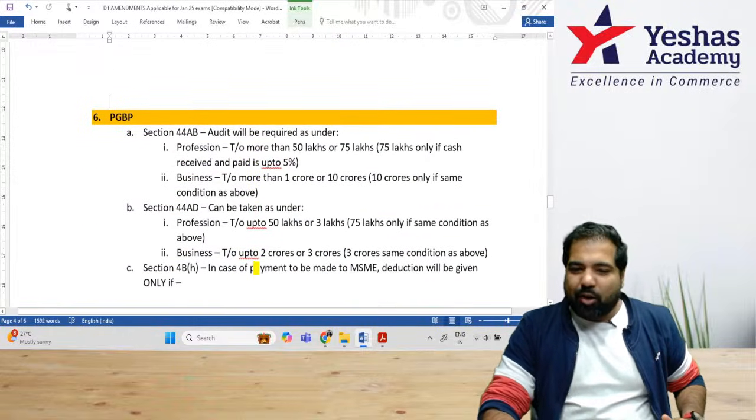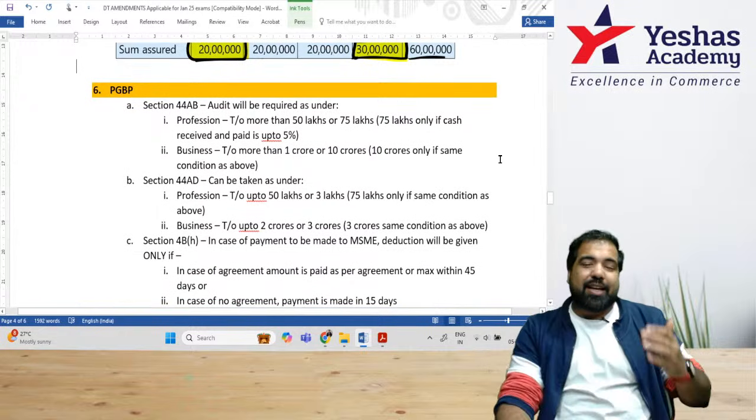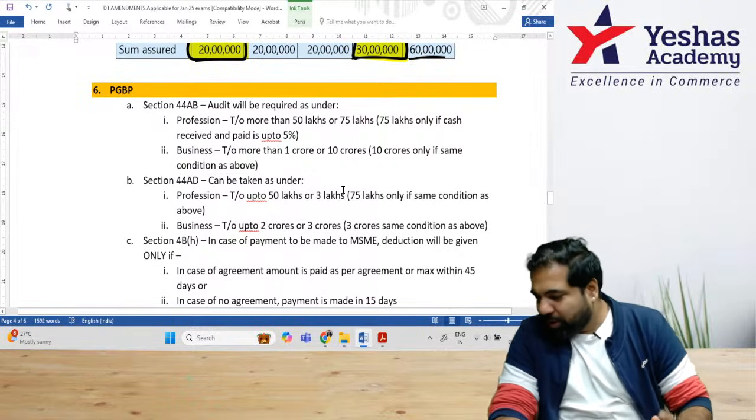We move ahead, guys. Now, this is a concept which is very important. I have a feeling this will come in your exam because ICAI spent a lot of time on these illustrations. So I think this will come in your exam. So make sure you're doing this well.